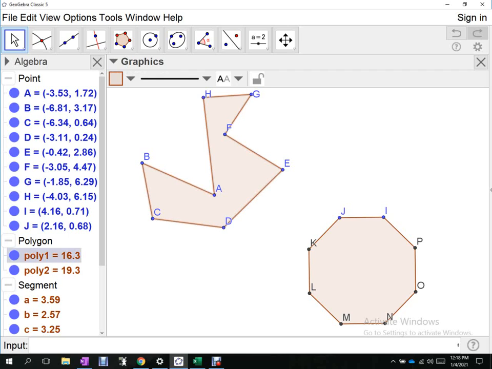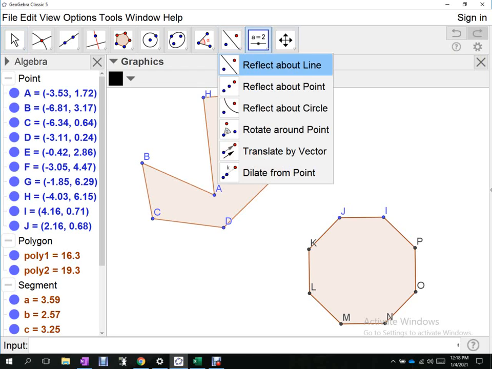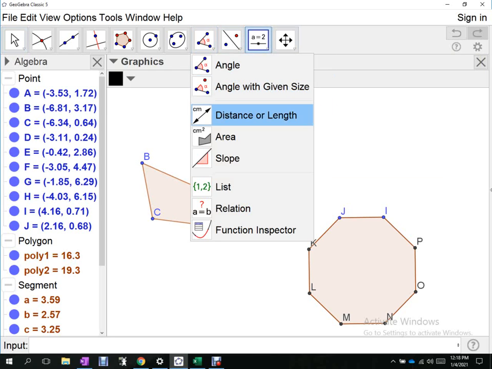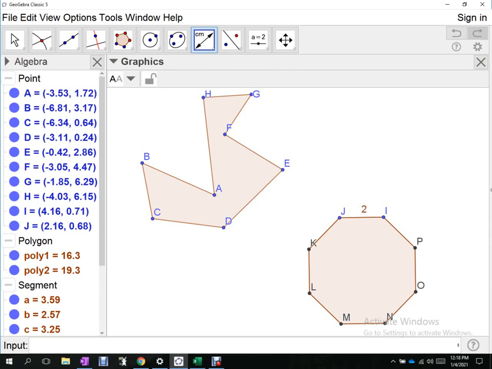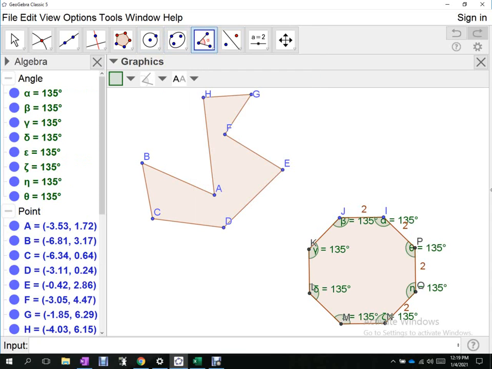This would be irregular because the angles are all different, and the sides are all different. Okay? The one on the bottom right would be regular. Okay, if I look at the sides on all of these over here on the bottom right, two, two, two. Okay, I think you get the point there, they're all 2. And if I look at the angles, they're all 135. Okay, so that is regular.